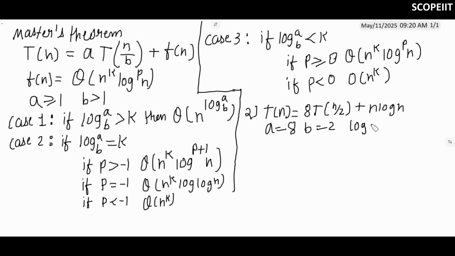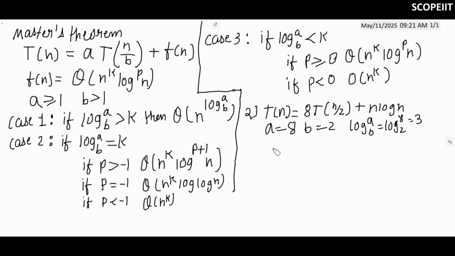So in that case your log a to the base b is nothing but log 8 to the base 2. Okay. So it will be 2 to the power 3. So 3 will go on the left hand side and log 2 to the base 2. Log 2 to the base 2 means 1. So here the answer we will get is 3.